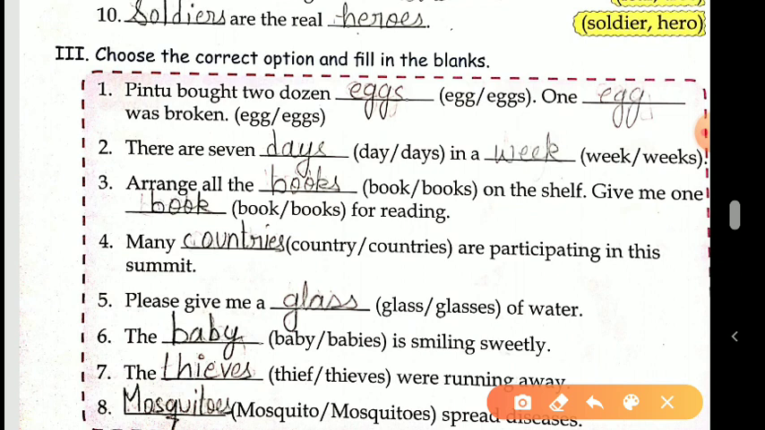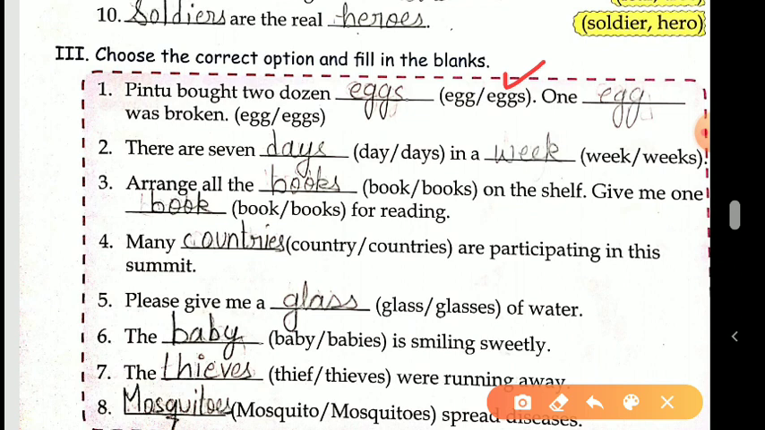Now, Pintu bought 2 dozen dash. One dash was broken. Now, there are two words given in the bracket, egg and eggs. Now, remember, egg is singular while eggs are plural. Now, in the first part of the sentence, it is written Pintu bought 2 dozen. A dozen means 12. So, 2 dozen means 12 times 2, 24 eggs. So, you need to write eggs in the first blank. Pintu bought 2 dozen eggs.